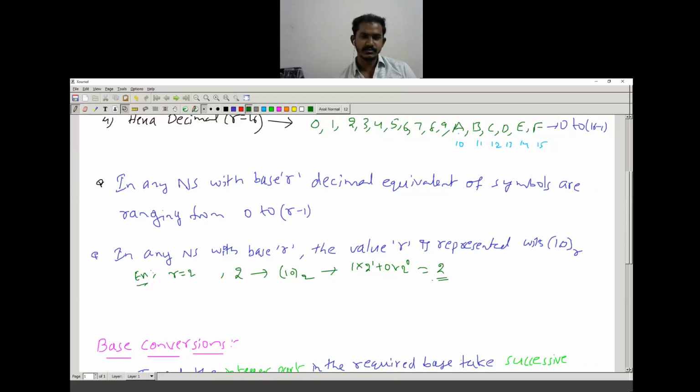Isn't it? Both are the same, right? So in any number system with base r, the value r is represented with 10 base r. The same way you can also represent the number 4 with 10 base 4. Like that you can represent. That is a general rule, so you may be asked about it in objective type questions.